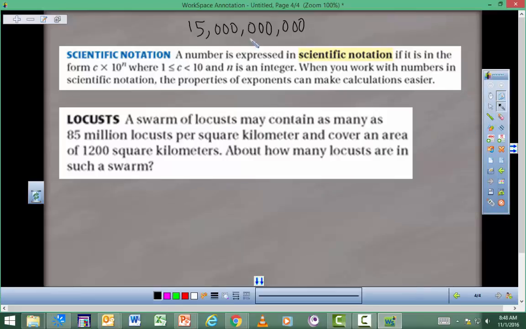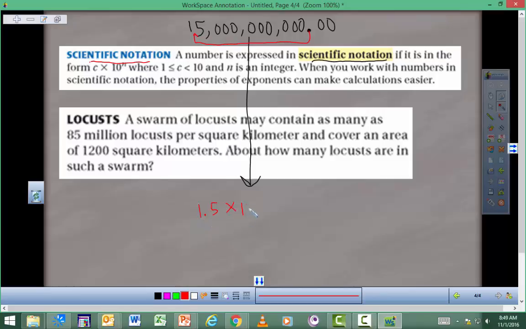Okay, but what if we wanted to write this in the correct scientific notation? You see, here's the deal. The decimal would have to be right there. And in order to put it in scientific notation, here's the easy way. You got to move it clear over to here. There can only be one number to the left of the decimal when you have it in scientific notation. Okay? So you would write this as 1.5 times 10 to whatever power.